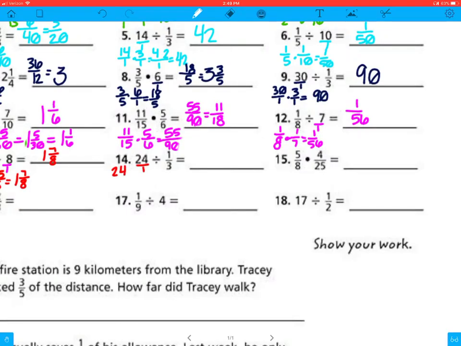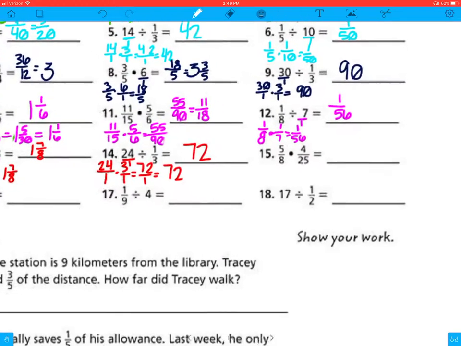24 over 1 multiplied by 3 over 1, which is equal to 72 over 1, which is equal to 72. Again, how many thirds are in 24?